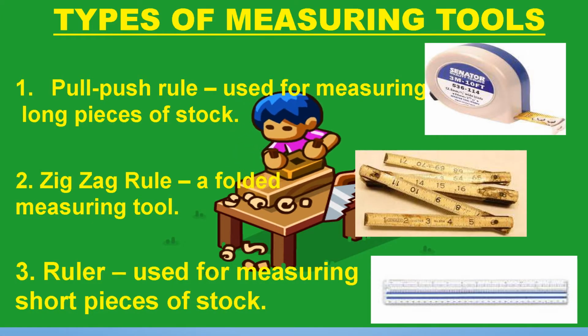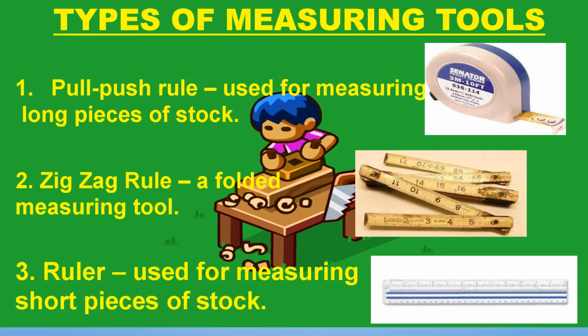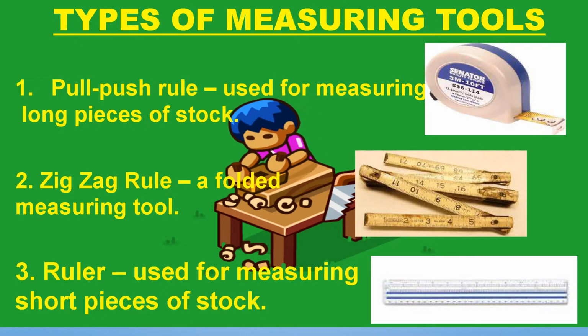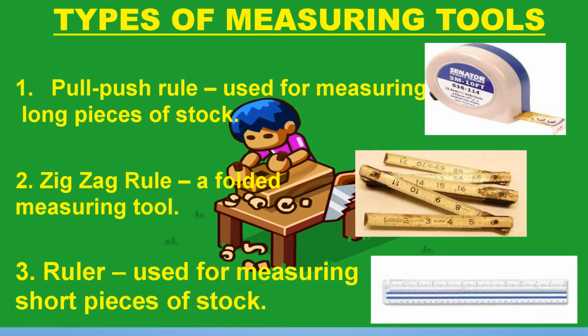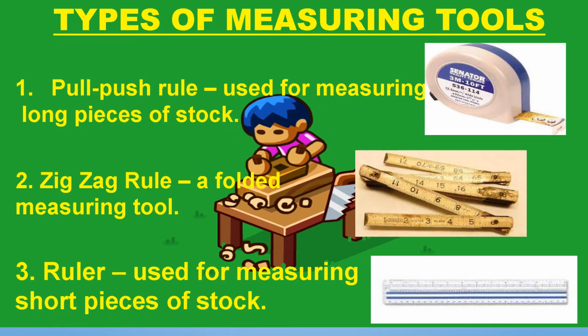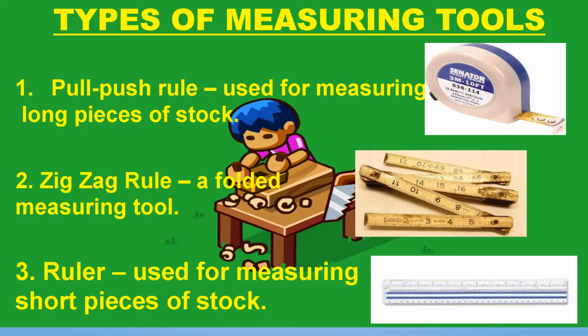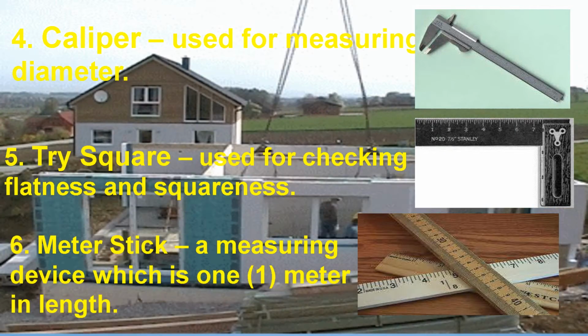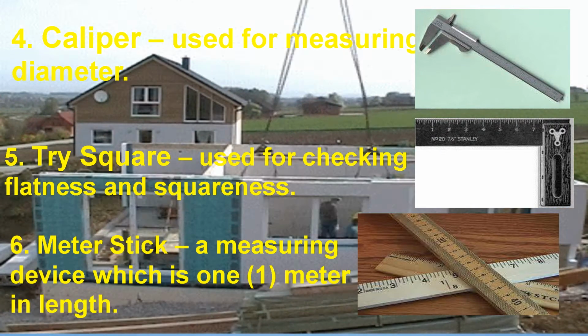Types of measuring tools. First, we have pull push rule, used for measuring long pieces of stock. Second, zigzag rule, a folded measuring tool. Third, roller, used for measuring short pieces of stock. Number 4. Caliper, used for measuring diameter.